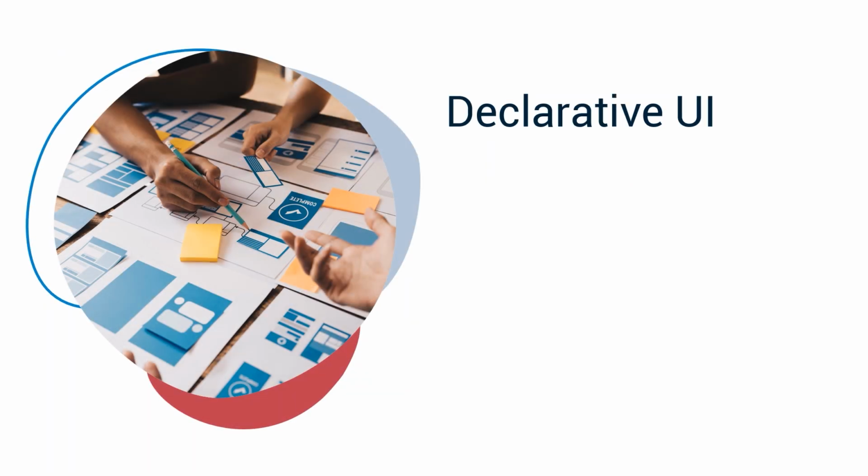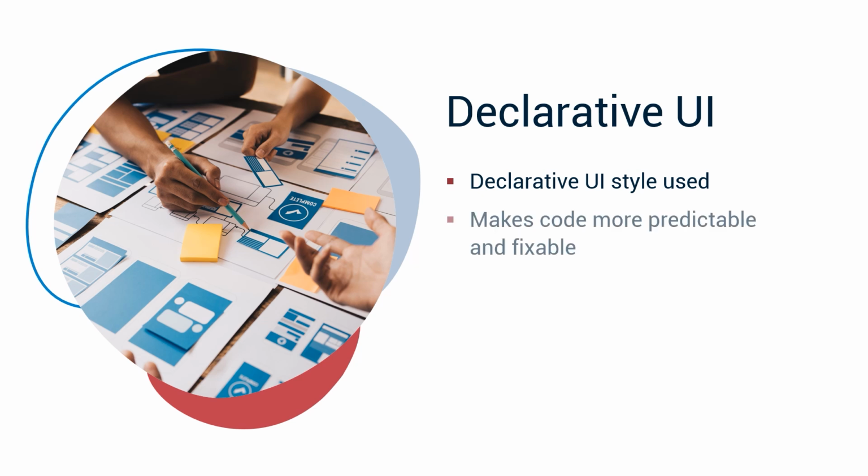When building user interfaces with React Native, a declarative style is used. This makes the code more predictable and easier to fix. Developers don't have to say how to make a UI. They can just say what it should look like, and React Native will get it done.